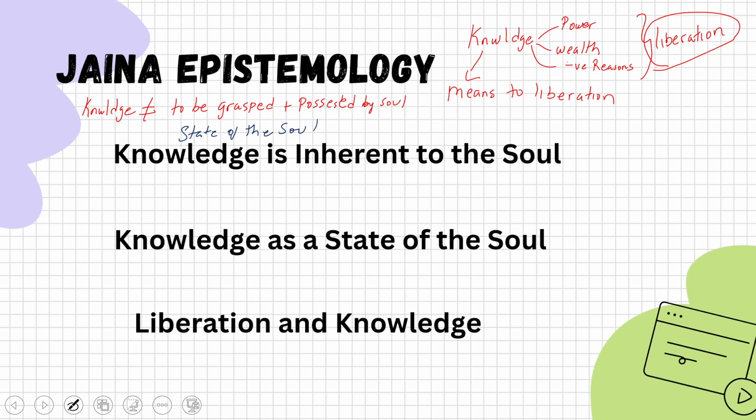So in a way, knowledge is not something that comes from external things, but knowledge is always or already inherent in the soul. It is the essence of the soul. When we were doing the whole concept of soul, we saw that the soul has infinite consciousness, infinite knowledge, infinite bliss. So therefore, knowledge as such, according to Jaina epistemology, is inherent in the soul. It is not something that the soul acquires from outside.